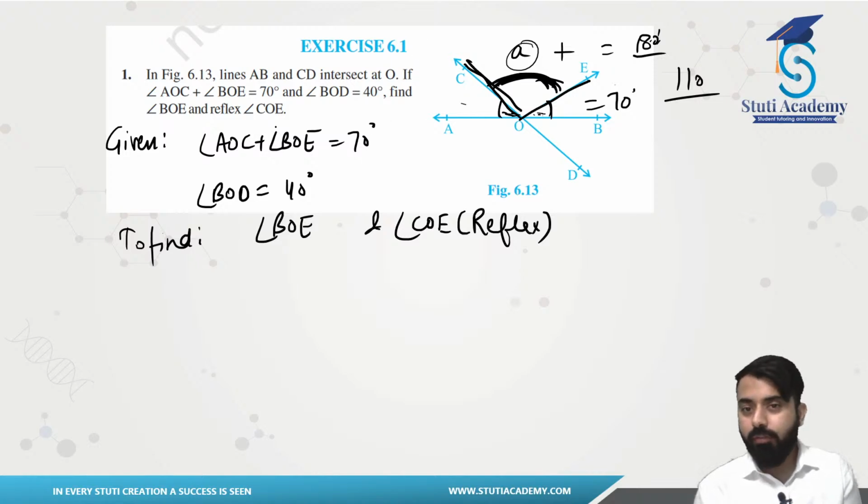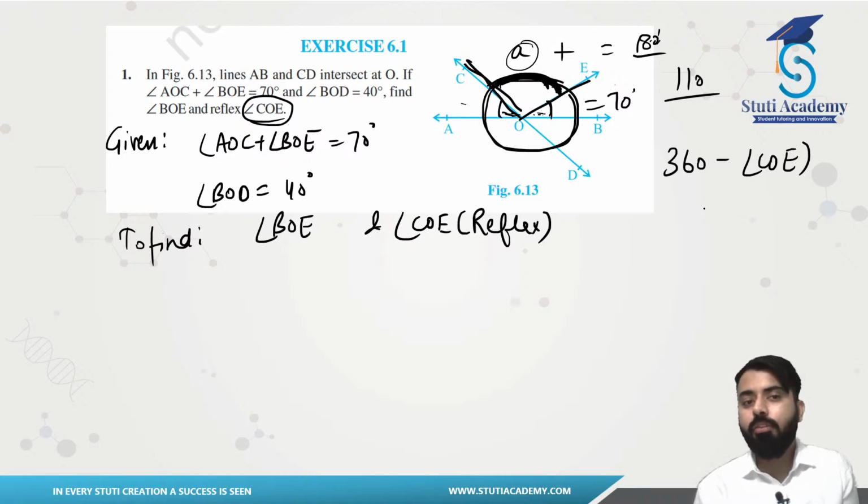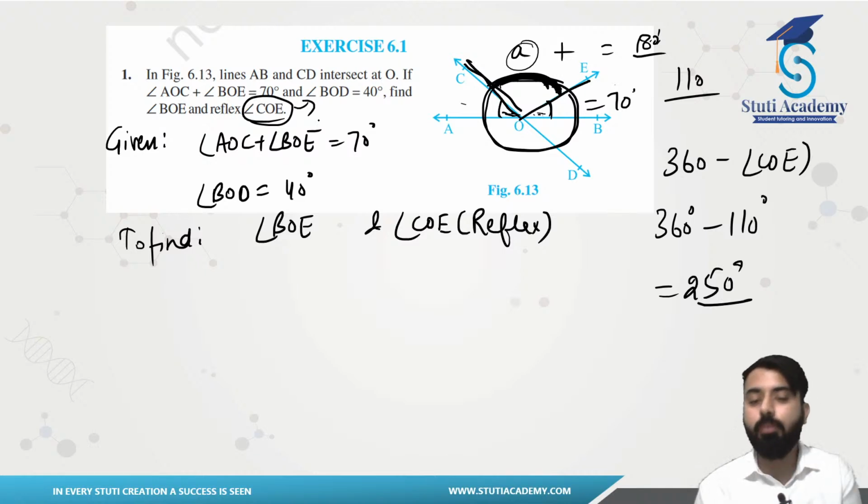Now with this, you have to find out reflex COE, right? This is the main angle. If you want to find its reflex, then you will do 360 minus angle COE. If from this total angle I subtract this angle, I will have the reflex. So that will be quite easy. 360 degrees minus 110 degrees, that will be 250 degrees for the reflex angle COE. That is method 1.